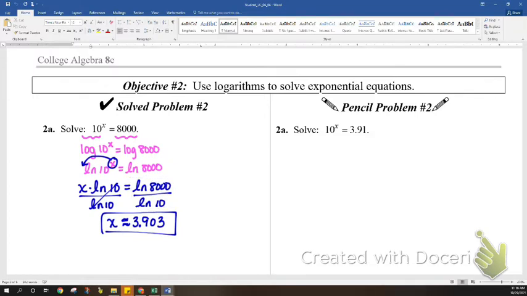All right, let's try the pencil problem. Same thing. 10 will not go down to the base of 3.91. So I've got to find something that will help me get that x out of the exponent, and that's a log. So I'm going to take the natural log of both sides. Oops, sorry, I did not mean to move that x yet. Let me back up. So I'm going to take the natural log of both sides. If you know you're going to move that x, then you can go ahead and do it, but I like to show all my steps. And because we have a log, we can move the exponent in front of it.